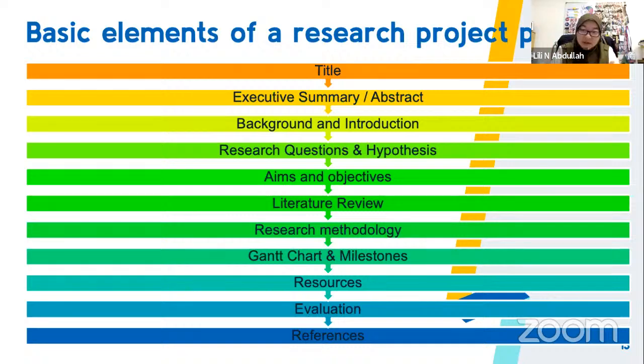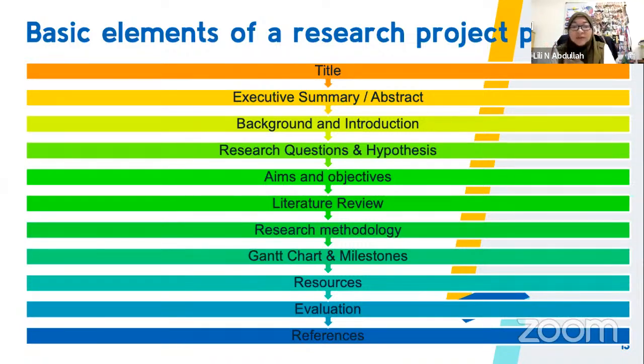Of course the title, and of course the abstract, or sometimes we call it an executive summary. In a grant application, we call it an executive summary, or summary. But in research, yes, we call it an abstract. Then background and introduction, the research question and hypothesis, of course coming out from the problem statement that you have read.